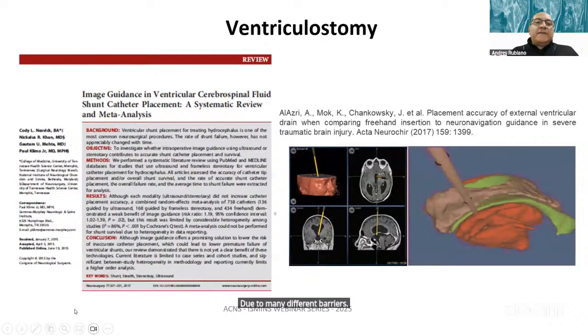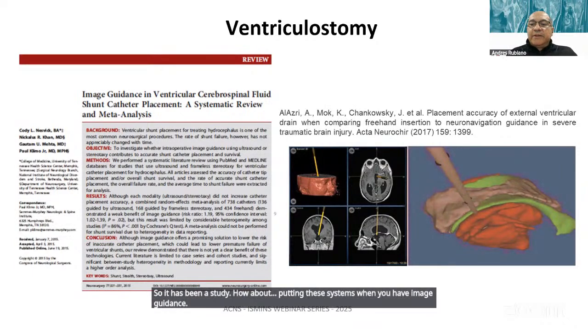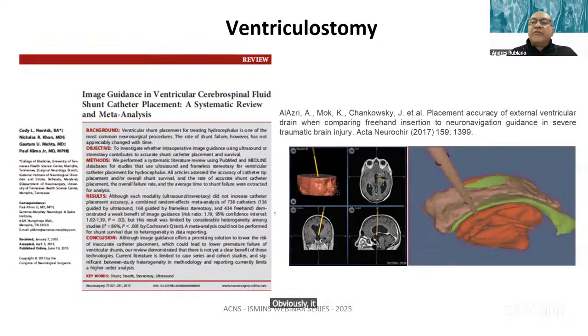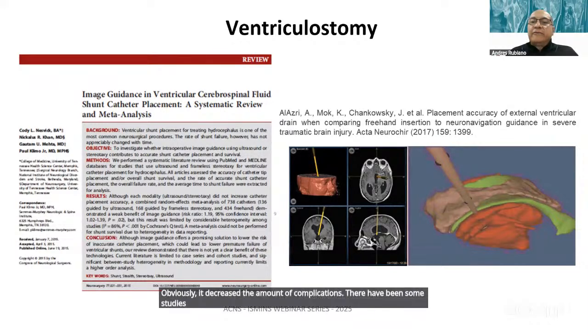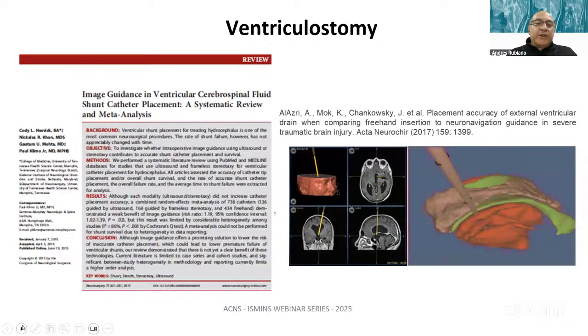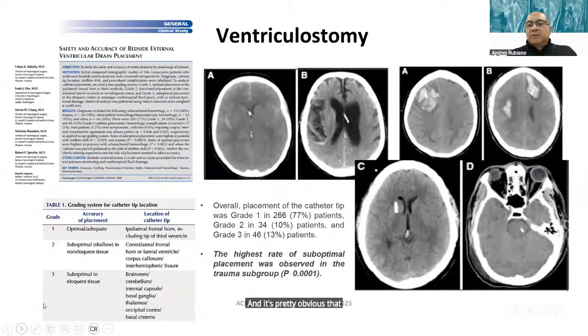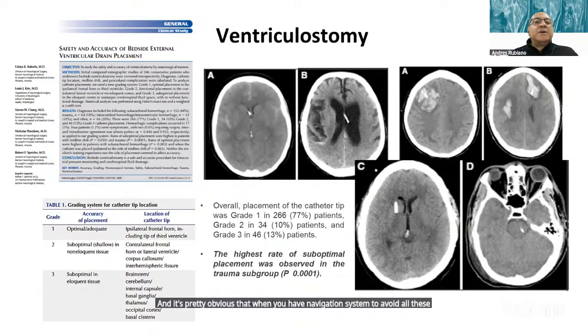So it has been a study about putting these systems when you have image guidance. Obviously, it decreased the amount of complications. There have been some studies doing the comparison of freehand insertion versus neuronavigation. And it's pretty obvious that when you have a navigation system, you avoid all this misplacement.